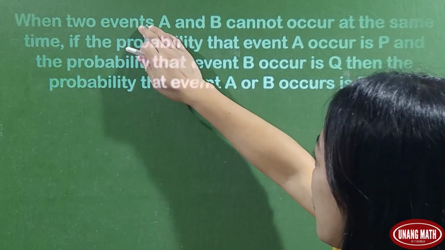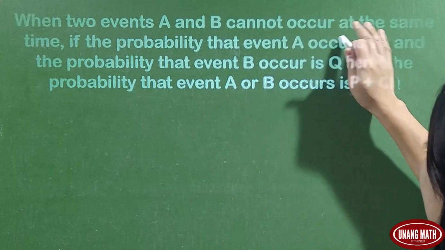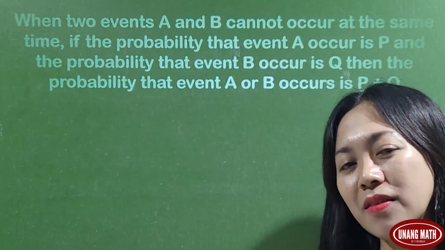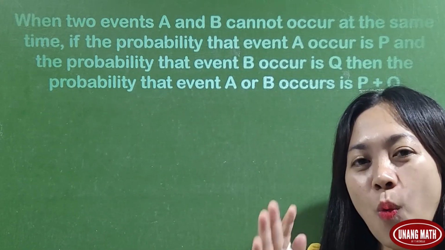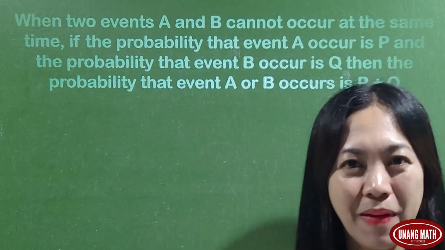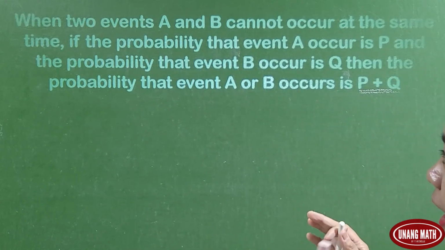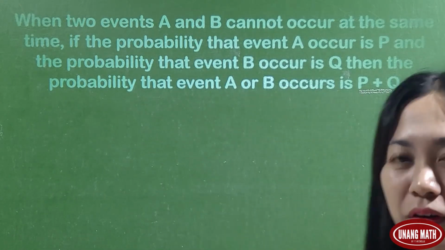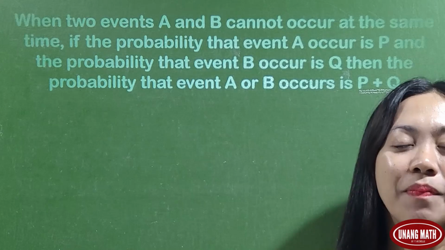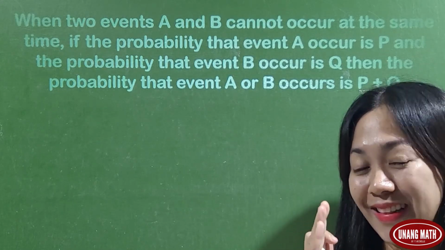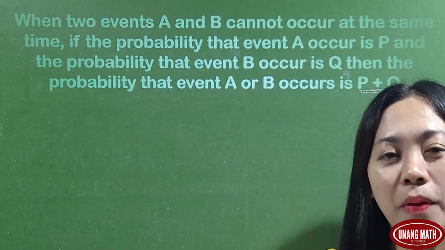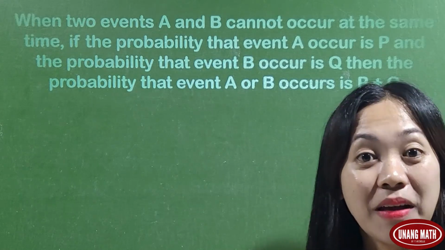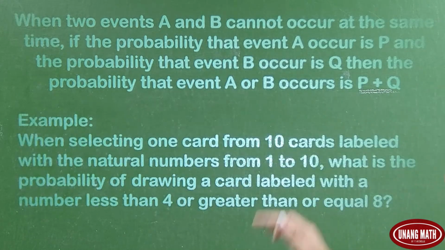When we say two events A and B cannot occur at the same time, it means only one event happens. So if that is the case, to get the probability that event A or B occurs, we just have to add the probability of event A plus the probability of event B. For you to understand this concept, let's give an example.